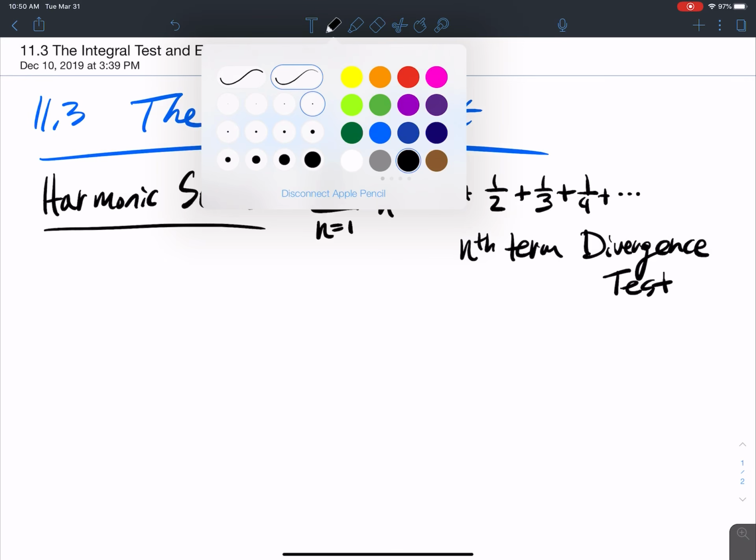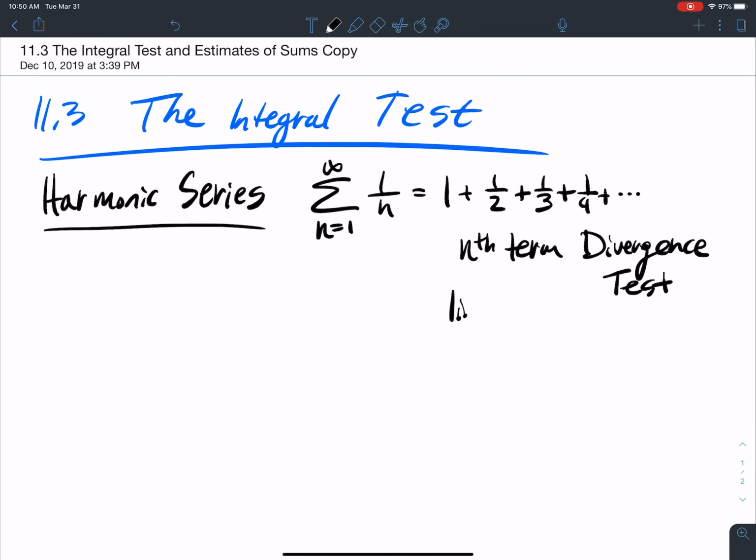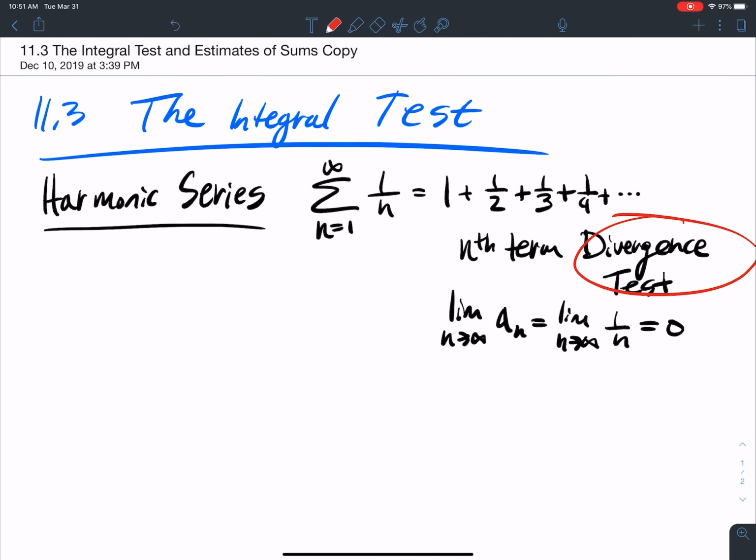And so when I run the nth term divergence test, I look at the nth term and I take the limit of that sequence, a_n, and I get the limit as n goes to infinity of 1 over n, and this gets me 0. So what does the nth term divergence test tell me? The divergence test tells me if I get something equal to 0, then the test fails.